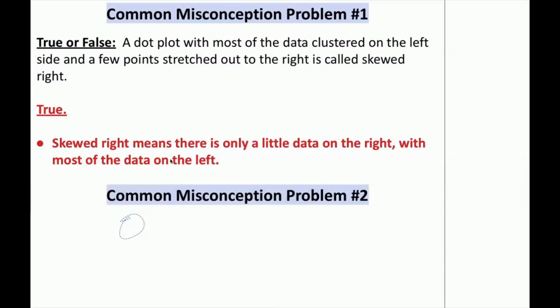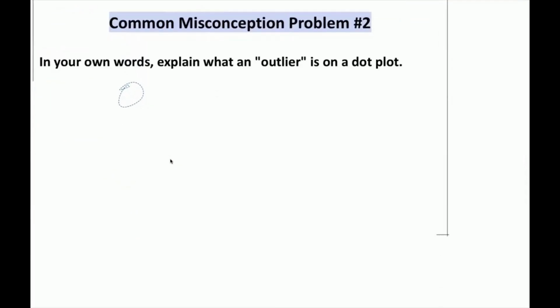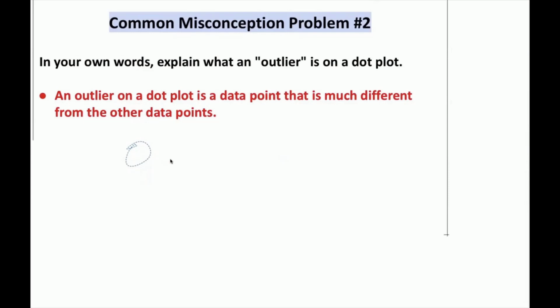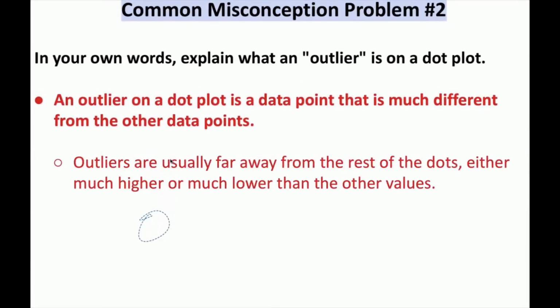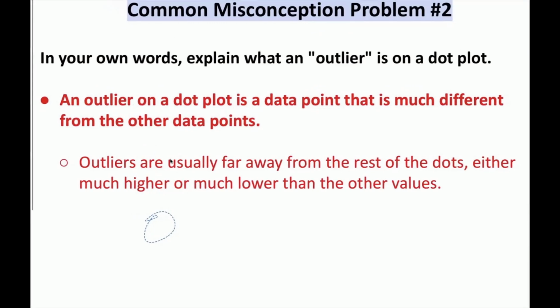We're going to go over one more, common misconception problem number 2. In your own words, explain what an outlier is on a dot plot. An outlier on a dot plot is a data point that is much further from the other data points, much different from the other data points. Outliers are usually far away from the rest of the dots, either much higher or much lower.